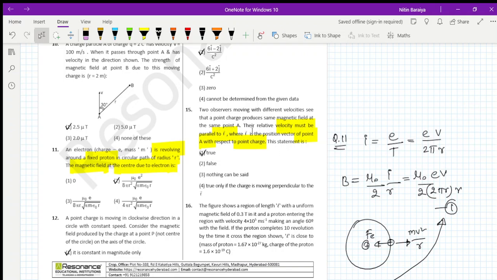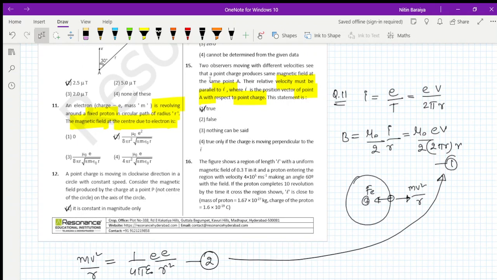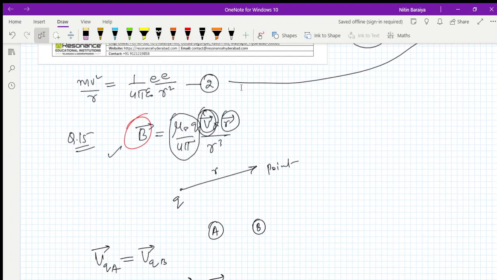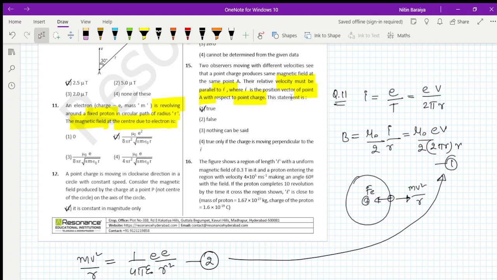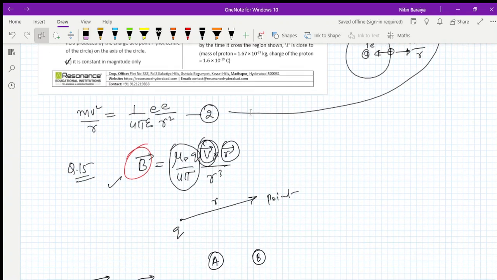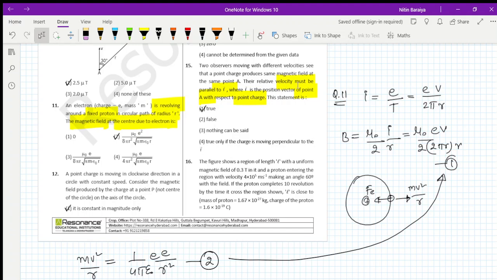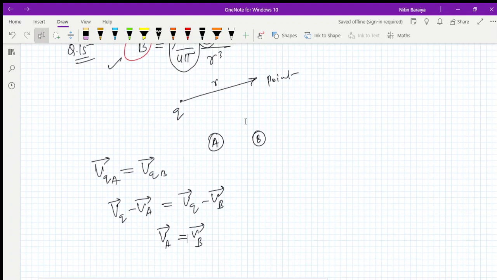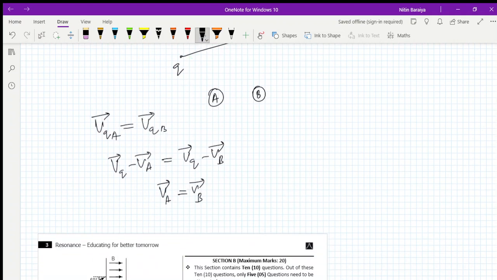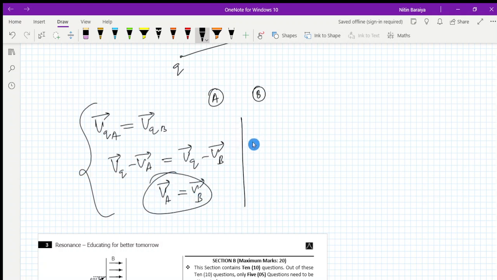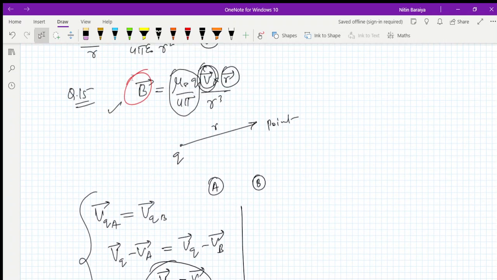Let us just relook at the question and its language. There are two observers moving with different velocities. They see that a point charge produces the same magnetic field at the same point, where r vector is the position vector of a point A with respect to the point charge. Then the relative velocity must be parallel to r vector. Now look at it. The only possibility that we get here is that VA is equal to VB from this conclusion. Now, according to the question, the velocities are unequal. So if the velocities are unequal, the only possibility that we have is that the magnetic field must be zero. We have no other possibilities actually.